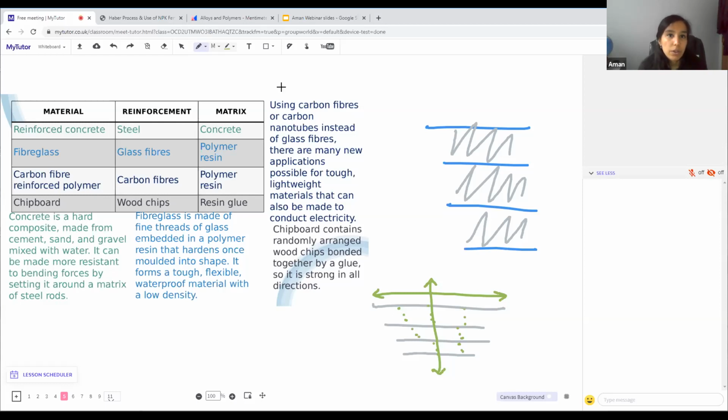Any questions on that? I know someone asked me to go back to this slide, but any questions? You don't need to know the specifics. As I said, it's about just understanding the difference between a reinforcement and matrix material. Excellent. Okay.